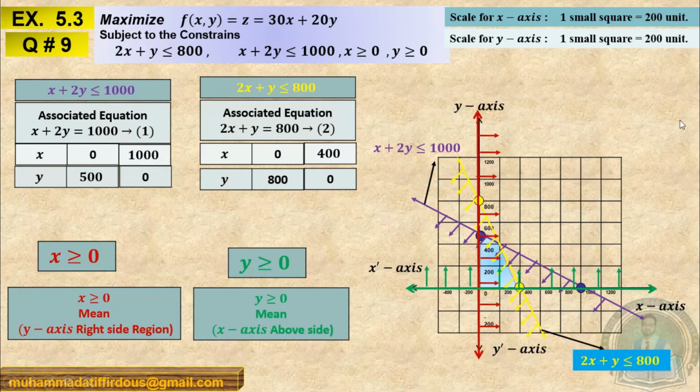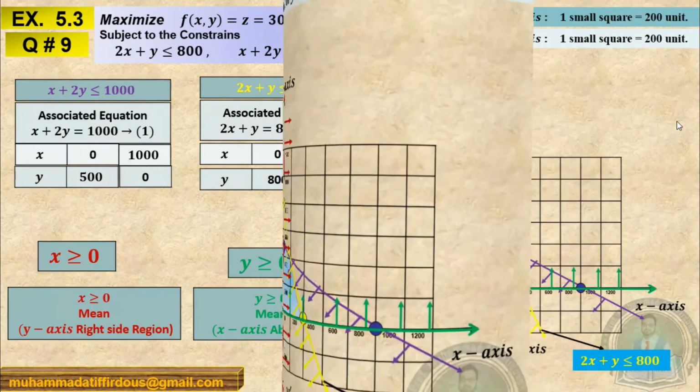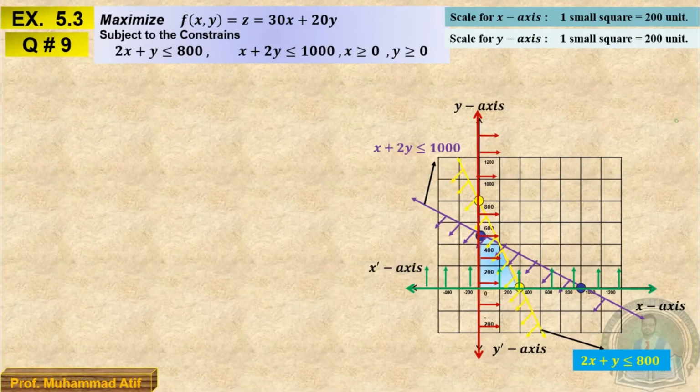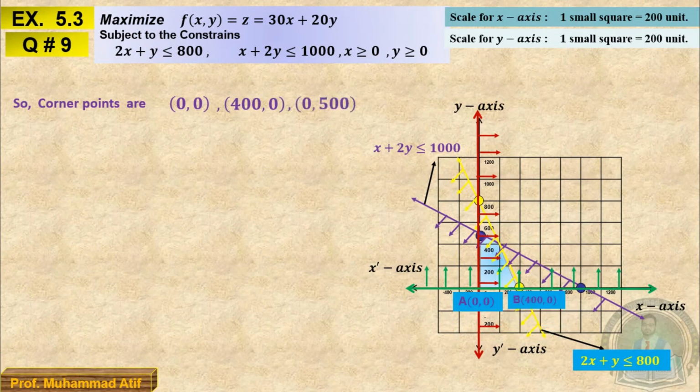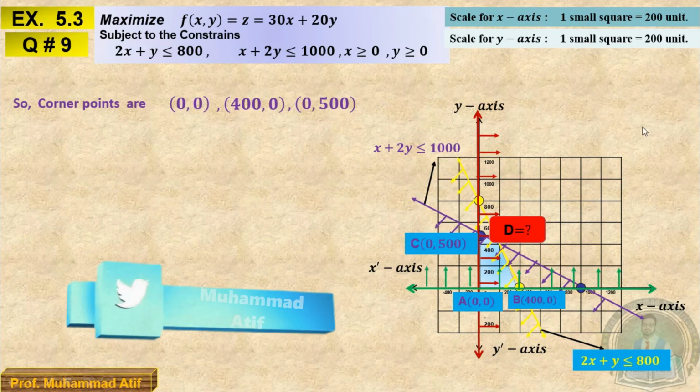And the second step is what? To find the corner points of this shaded region. So we have corner points, you can see on the graph paper, this is your 0, 0, second point is 400 and 0, third point is 0 and 500. Here you can name these points A, B, C, D. In this you have to find this point D.